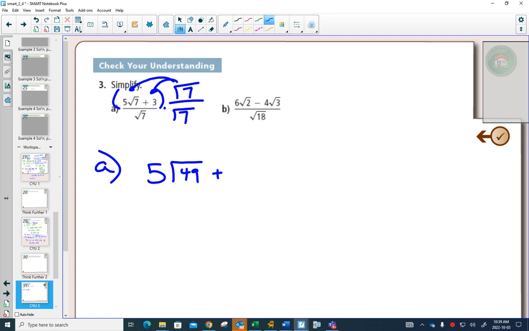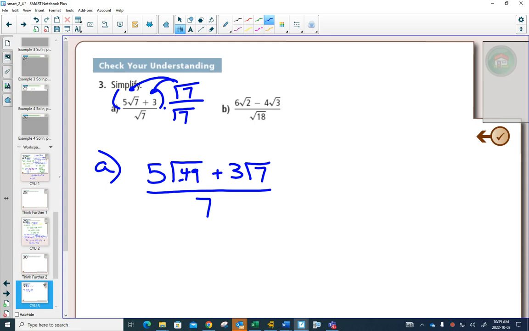Plus, and then 3 times 1 is 3. And then you have root 7 times no square root, so it's still root 7. And on the bottom, root 7 times root 7. You could write root 49, but you're going to get pretty quick at being able to just write 7. Can you see that you could have just written 7 for the 49 here, and that's fine.